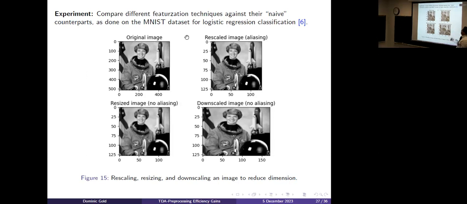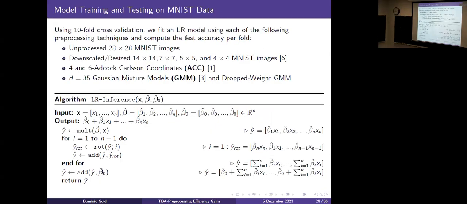They did downscaling, right? So what we thought was, okay, what techniques can we use in our space to get comparable results in terms of dimension? And then does that provide any improvement in terms of maybe accuracy or time or memory or anything like that? So how do we do it? Well, using tenfold cross-validation, we fit a logistic regression model using each of the following pre-processing techniques and compute the accuracy per fold. So what are they?